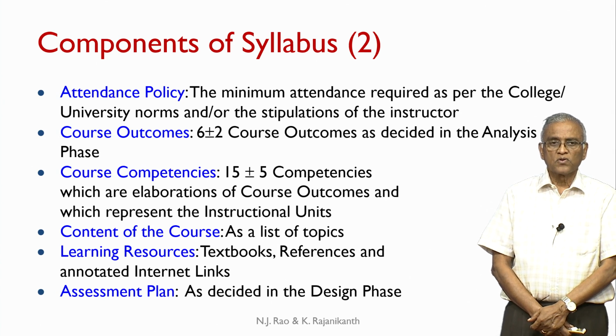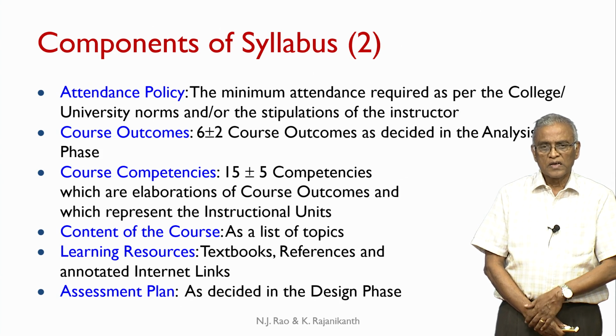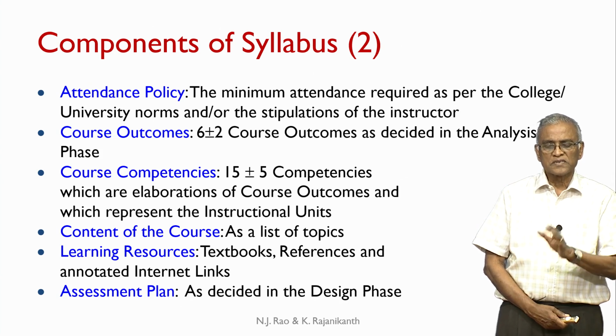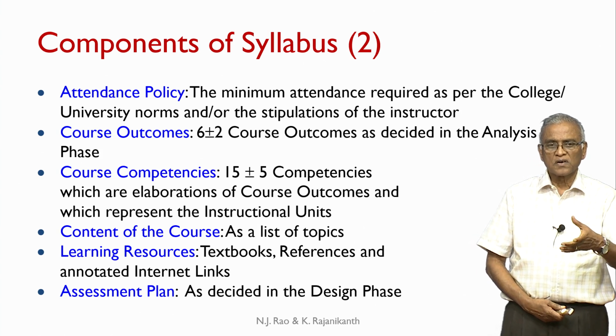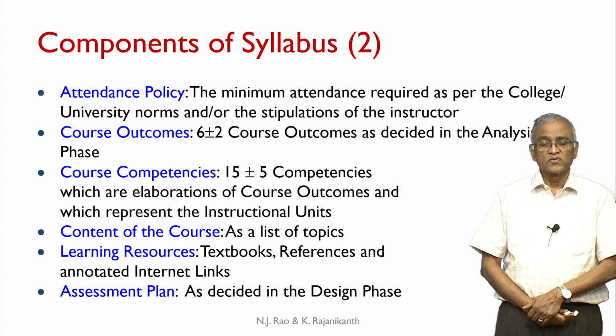And then you write the course outcomes. Course outcomes are, as we have already decided in the analysis phase, something like 6 plus or minus 2 for a course. And then if necessary, we elaborate course outcomes into course competencies, which can be anywhere from 10 to 20.